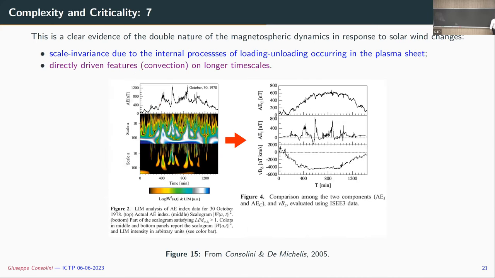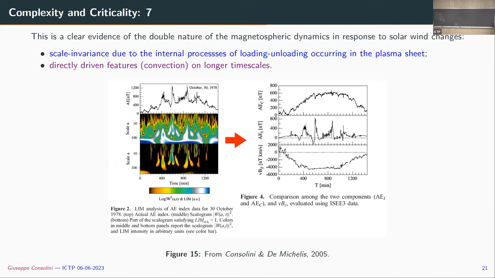Another evidence of this double nature is this one. Using wavelets and the local intermittency measure, we can separate the spotty dynamics from the directly driven. You can see here the relationship between this signal, which is the mean behavior that we extracted by removing the spotty dynamics, and the bursty part. So this is the convection, while this is the internal dynamics. So we have completely different aspects.